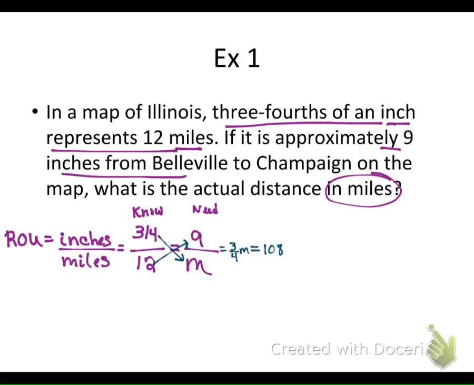So from here, what's the next step you do? Draw your line of equality. Okay, so draw your line of equality. And then circle the variable. Okay, so I'm going to circle my variable. I'm going to draw my line of equality. Now, how do I get the m by itself? Yeah, divide by 3/4. So 3/4 next to an m means to multiply. The opposite of multiply is divide. So we're going to divide by 3/4.